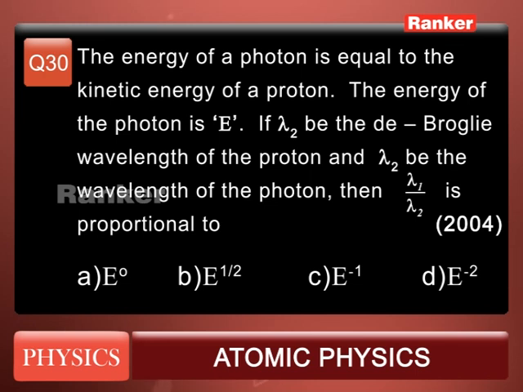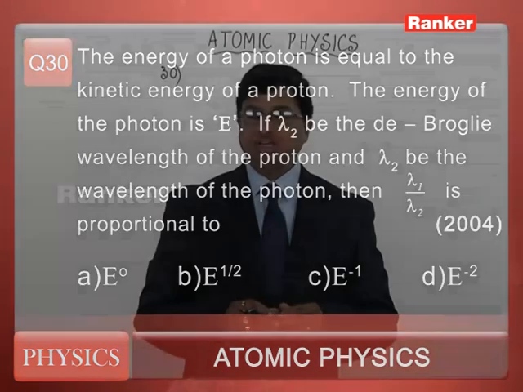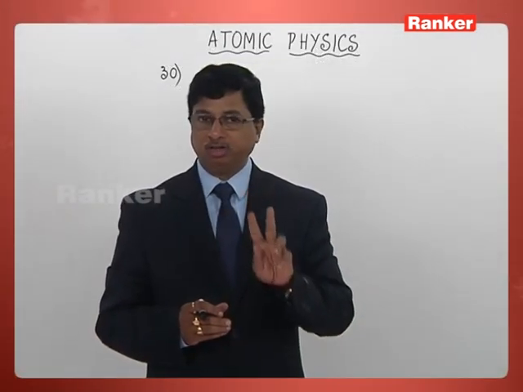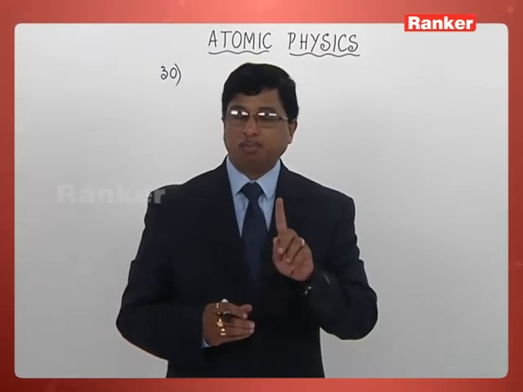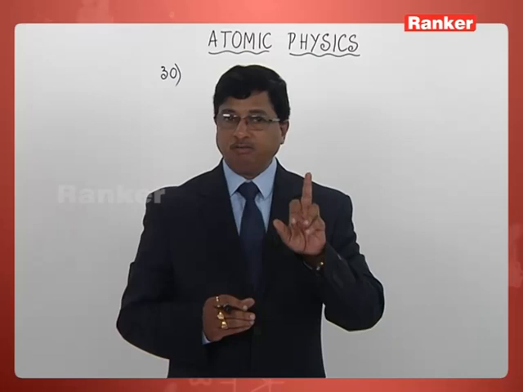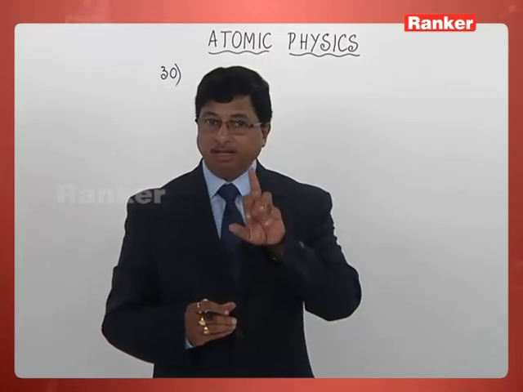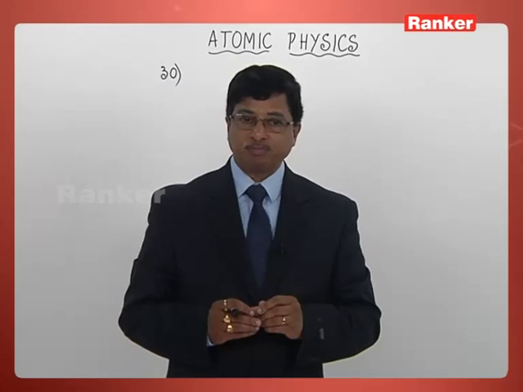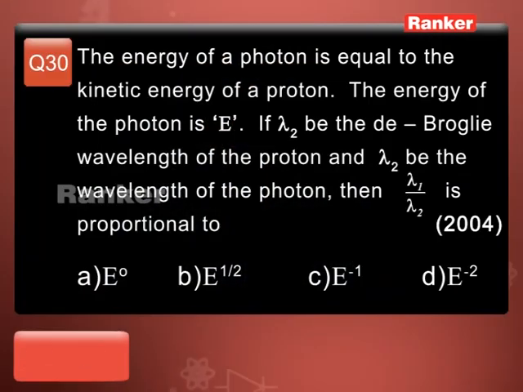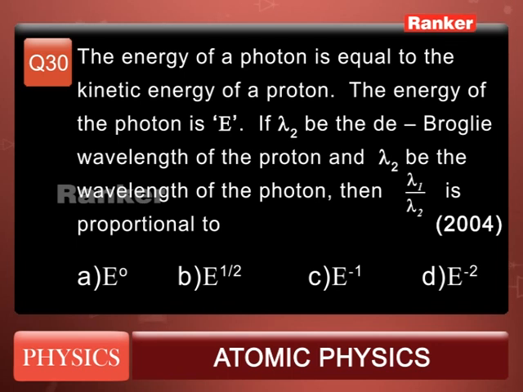So the model is an excellent one. The energy of a photon is equal to the kinetic energy of a proton. He is comparing two different elements here. One is a proton, which has particle nature. One is a photon, which has wavelength, that is, wave nature. So the energy of a photon is equal to the kinetic energy of a proton.